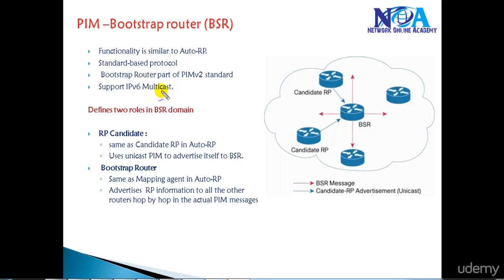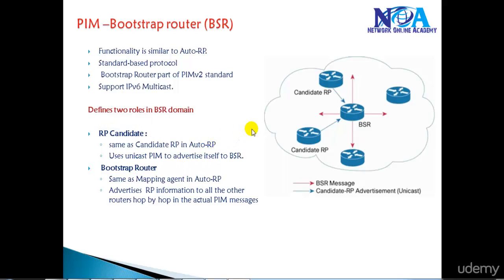Now the functionality is going to be the same as Auto RP, and here also it defines two different roles where we need to configure a specific router as an RP. We call it an RP candidate. And the Bootstrap router is the same concept as the mapping agent.